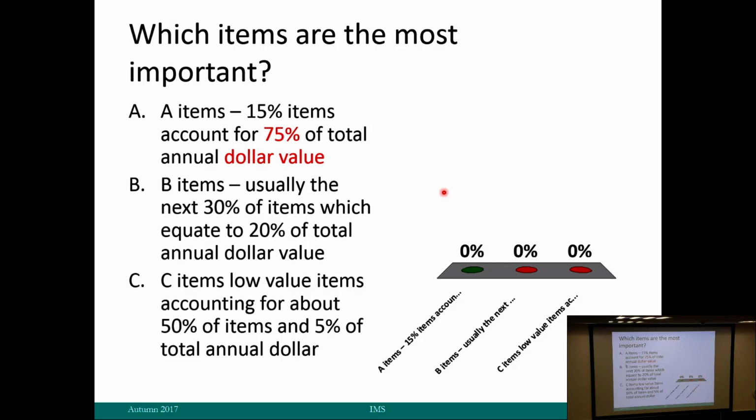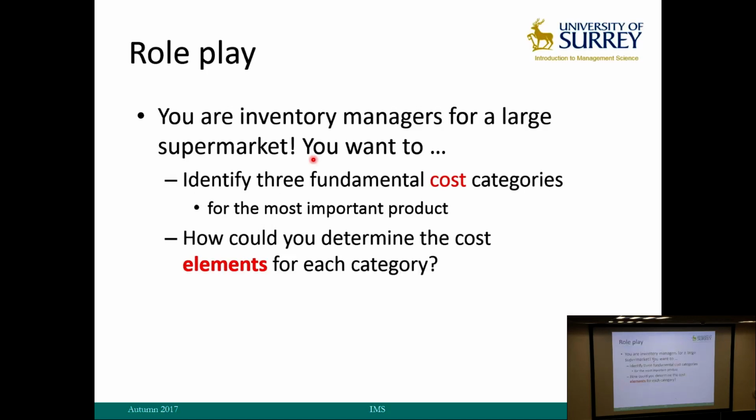For some of the items, the quantity is 15%, but speaking of the value, it's probably a big percentage. It could be 75 or even 80%. So that's going to be the most important and most crucial part of the inventories. But how do we determine that? How do we determine the value? That's something we need to discuss today.